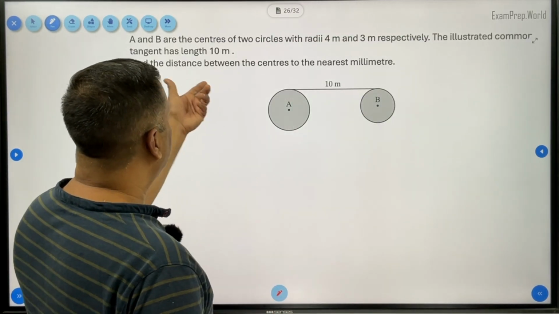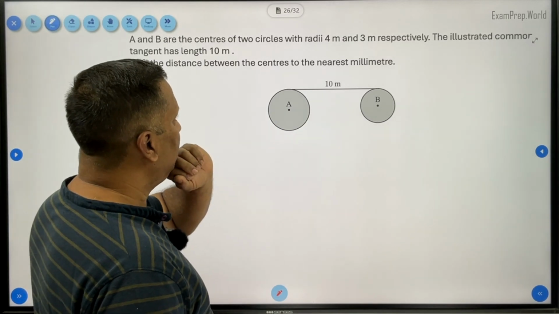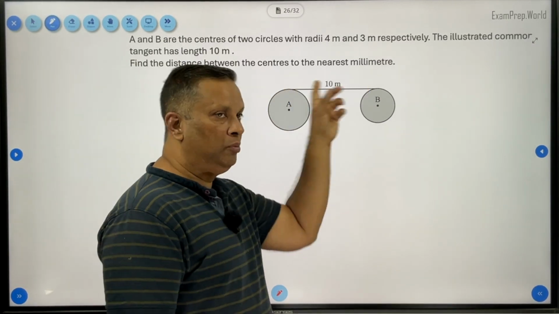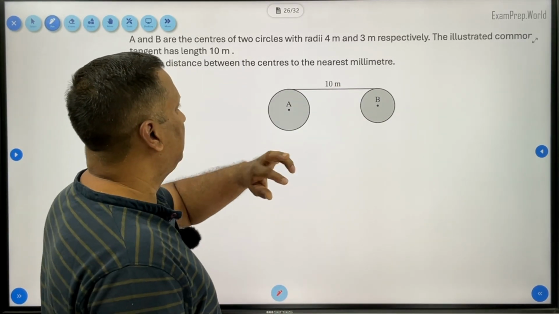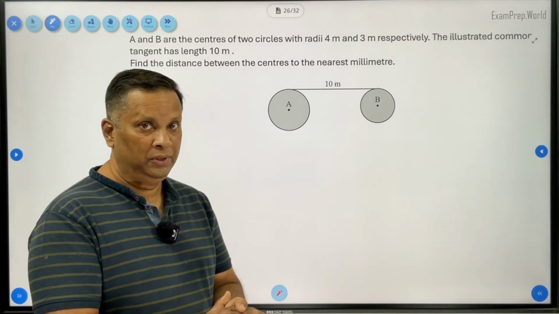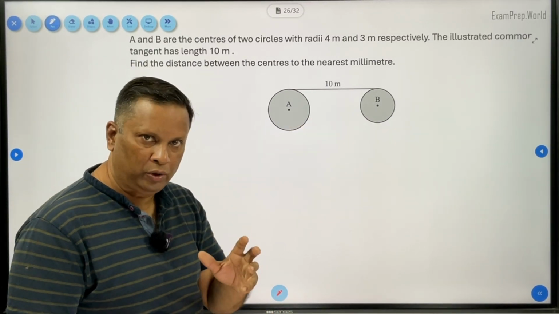They have given two circles. One has radius 4, another is smaller with 3, and the common tangent line is 10. This line is the common tangent to the two circles. Find the distance between the centers to the nearest millimeter. How do we do this? Because they are asking the distance between A and B, let us join A and B.